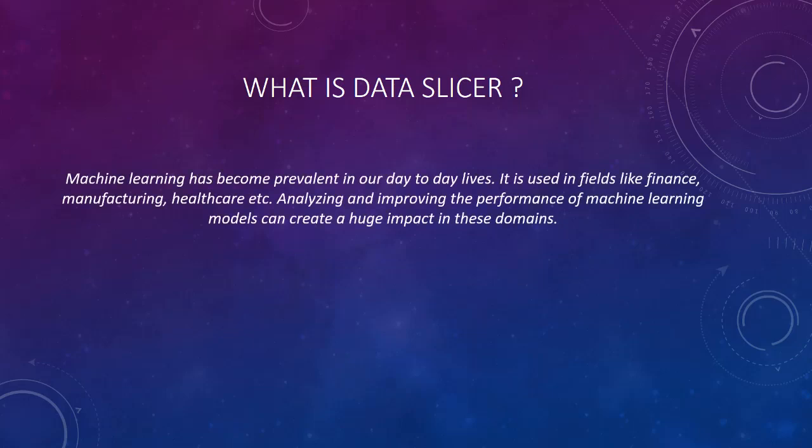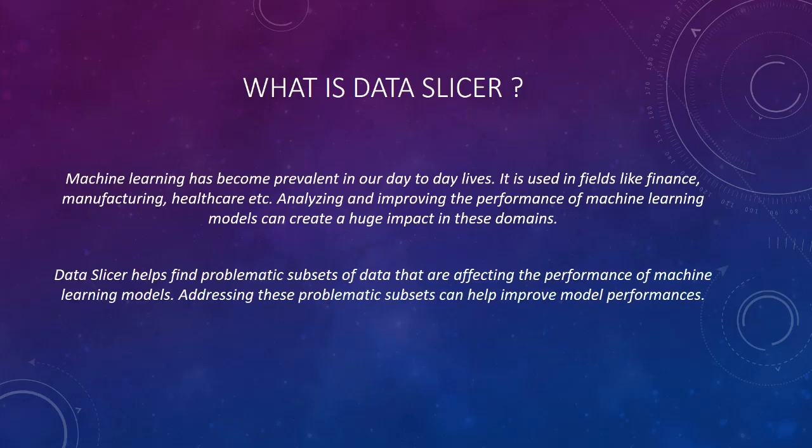Machine learning has become prevalent in our day to day lives. It is used in fields like finance, manufacturing, healthcare, and so on. Analyzing and improving the performance of machine learning models can create a huge impact in these domains. Data Slicer helps find problematic subsets of data that are affecting the performance of machine learning models. Addressing these problematic subsets can help improve model performance.